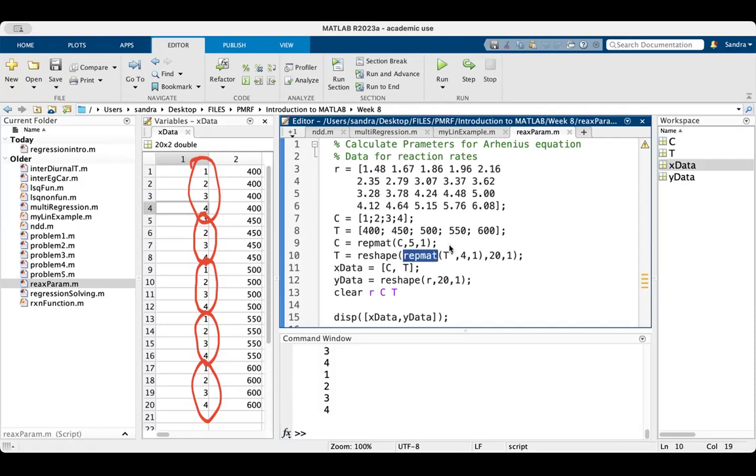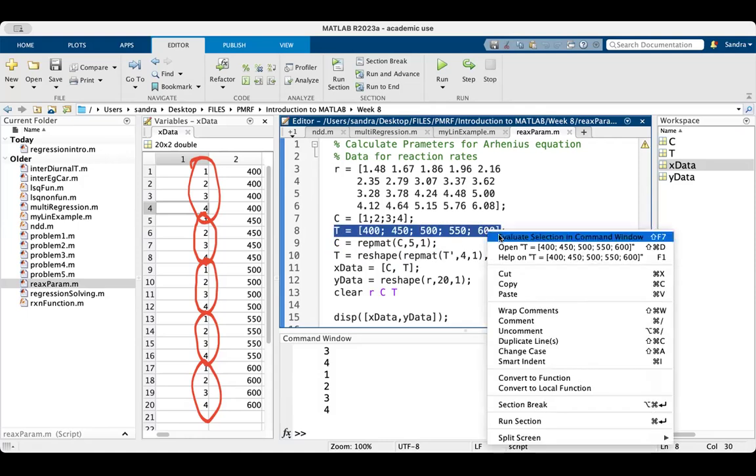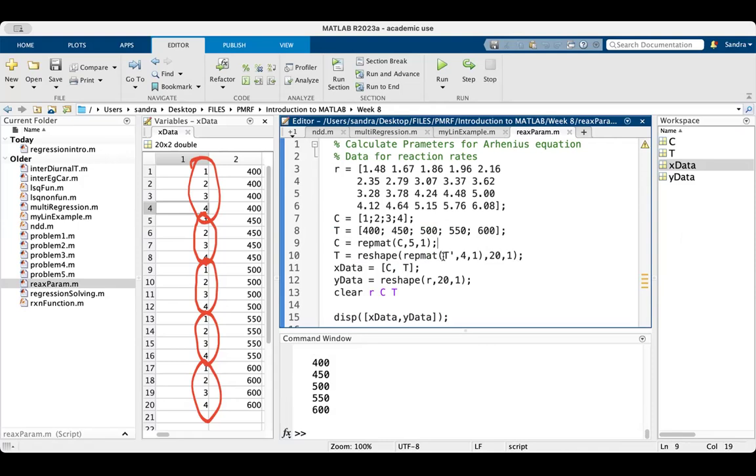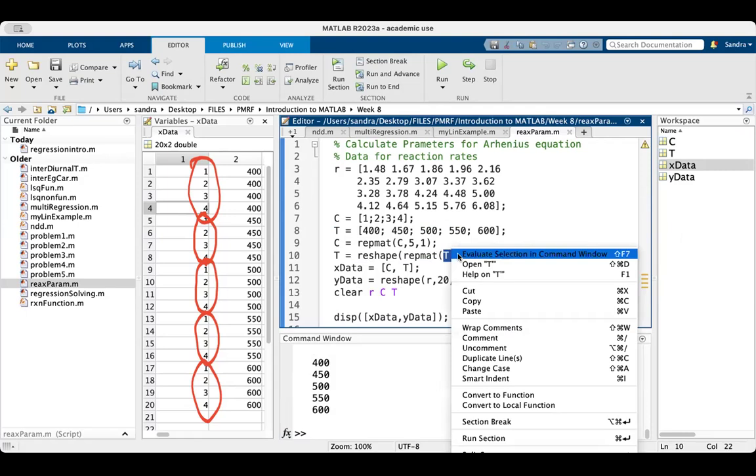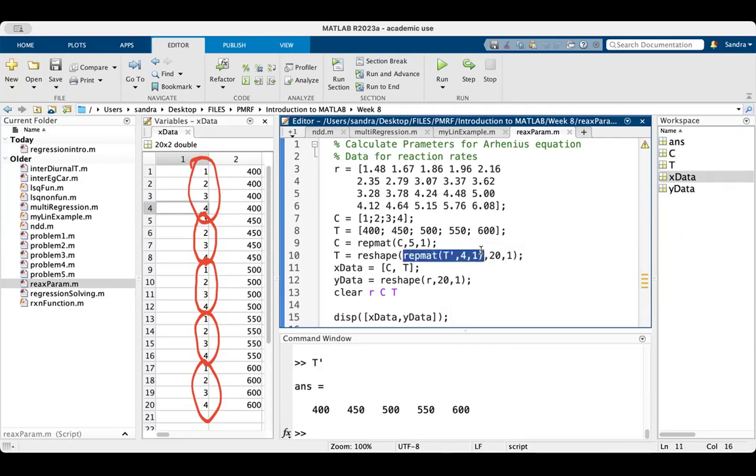So this thing I'll show you. T is also a column. So T is like this, a column vector. First I'm converting it into a row vector. So T dash, what does this do? T dash is like this. Now I again repmat T 4 times.